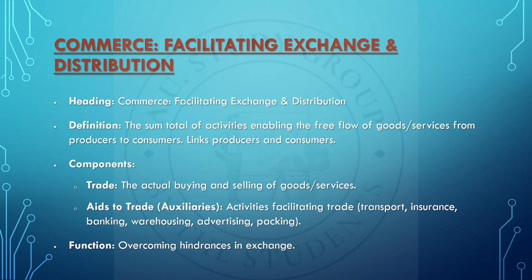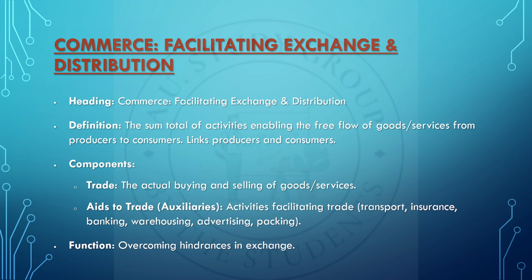Commerce has two main parts, which are trade and aids to trade. Trade means the actual buying and selling of a product or service. Aids to trade means they facilitate trade, they help the trade. They try to remove the obstacles. Trade is actual buying and selling. Aids to trade are the auxiliary.